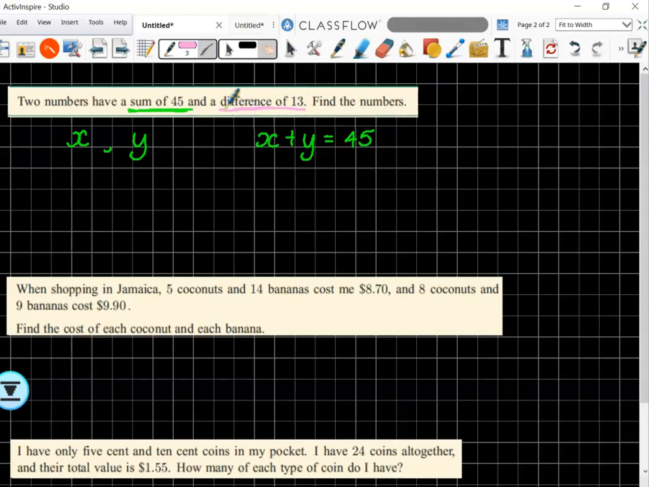And then we've got, they have a difference of 13. Now, do you want it to be X take Y or Y take X? Does it matter? It won't matter. If you do X take Y, you do Y take X, your X's will end up being your Y's and Y's will equal X, but they'll still be the same two numbers. Does that make sense? So don't get worried about any of that. So what do we want to write? X take Y? Yep. So we go X take Y equals 13.